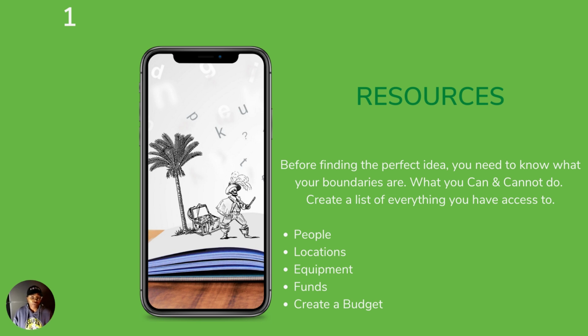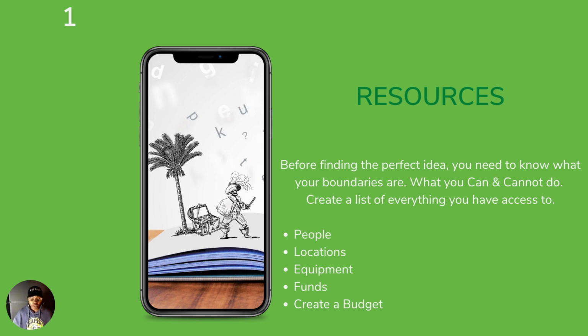The next thing is going to be locations. Now, locations is anything you have or you have access to where you can set your film. Where you live, parks are really great places because they're typically free. Beaches are great. There are all sorts of places that we have access to, but we don't necessarily think about in terms of places that we can shoot.